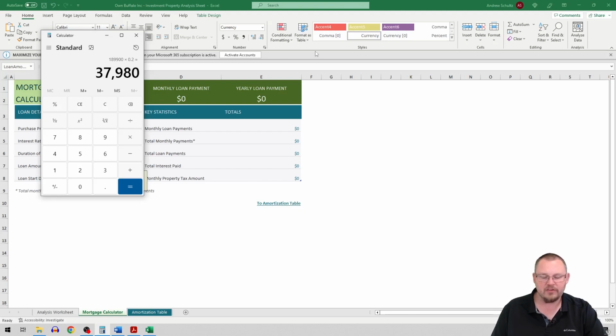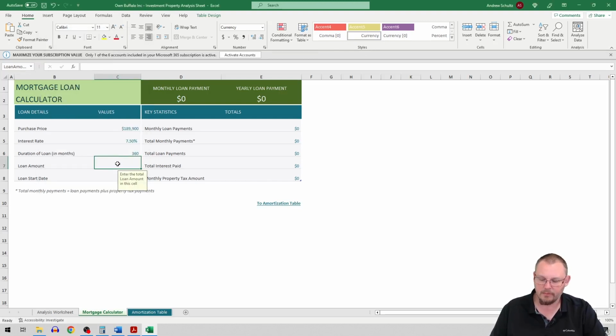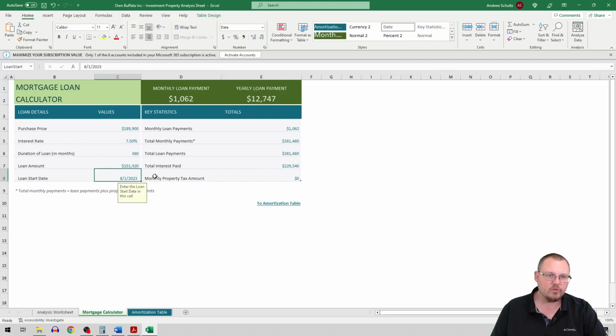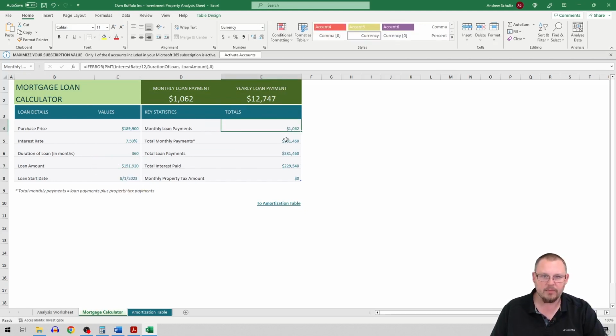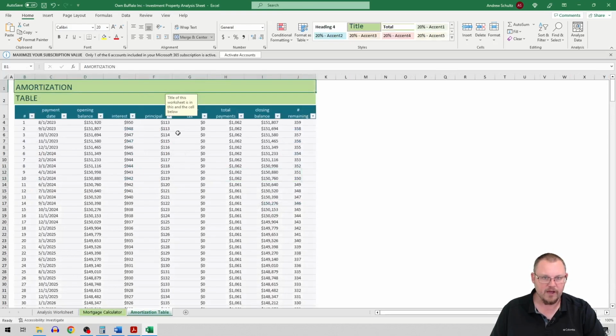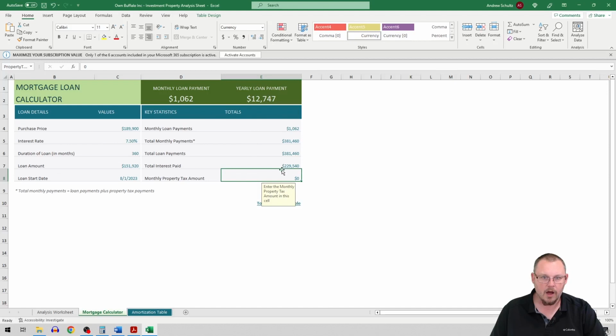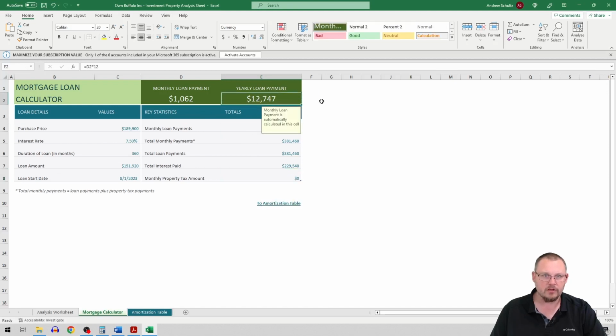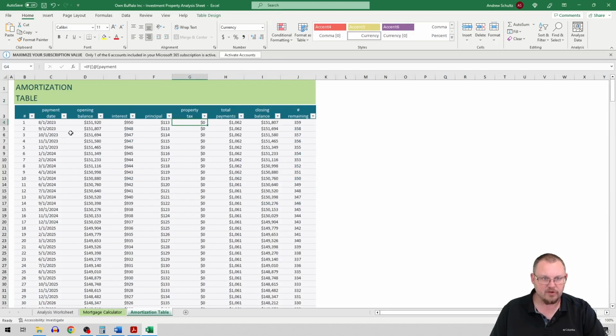20% down is going to be $37,980, but really what I want to know is what are we financing, which is $151,920. That's going to be the amount we drop in here. And once we factored that in, it gives us our monthly payment, our total loan payment over the entire course of the loan. You can see that those definitely add up, and our total interest paid over the course of the loan. If you want, you can factor in your monthly property tax amount in here as well, and that will factor in on your amortization table. But we're going to leave that blank because what we're looking for is this yearly loan payment for principal and interest, which is $12,747.